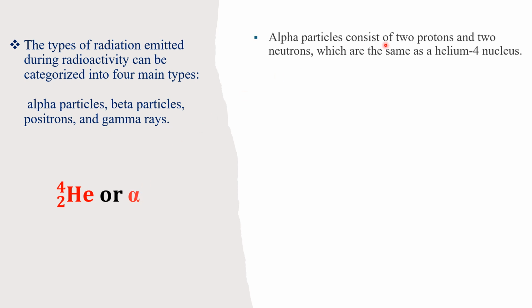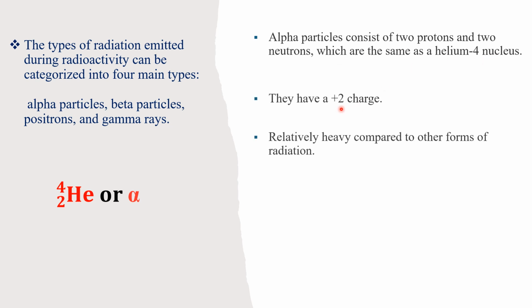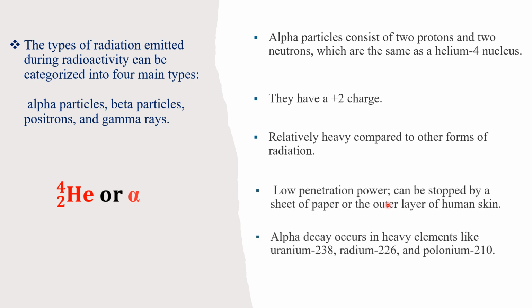Alpha particles consist of two protons and two neutrons. The mass number is 4, and the charge of the alpha particle is plus 2. Another name for alpha particles is helium nucleus. Alpha particles are relatively heavy compared to the other particles and radiation, so they have low penetration power because of this high mass, and can be stopped by a sheet of paper or the outer layer of human skin.